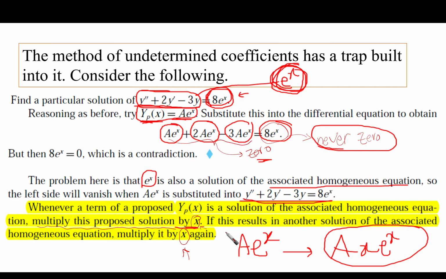Well, if this results in another solution of the associated homogeneous equation, multiply by another x, because sometimes you can find that a x e to x also can be a solution for the associated homogeneous equation. In this case, we need to multiply by another x.